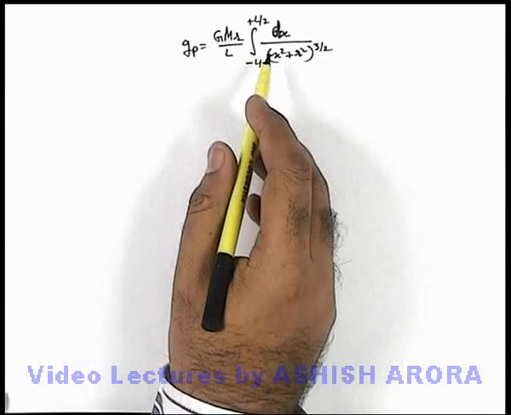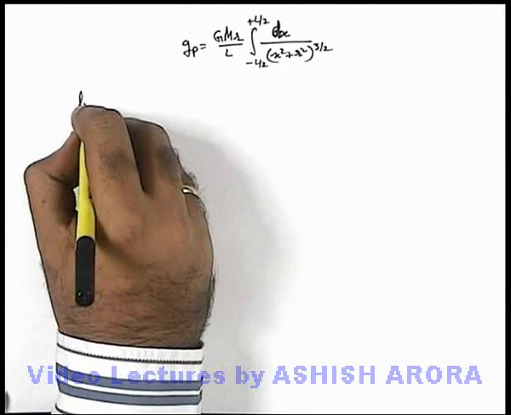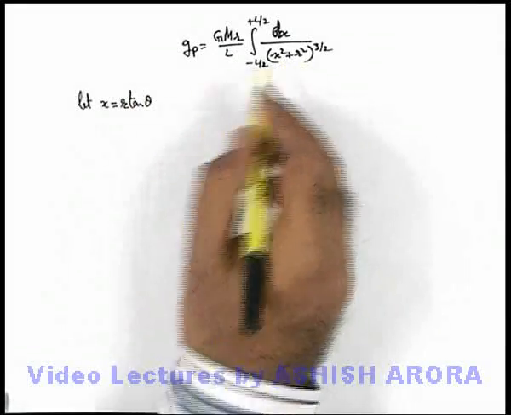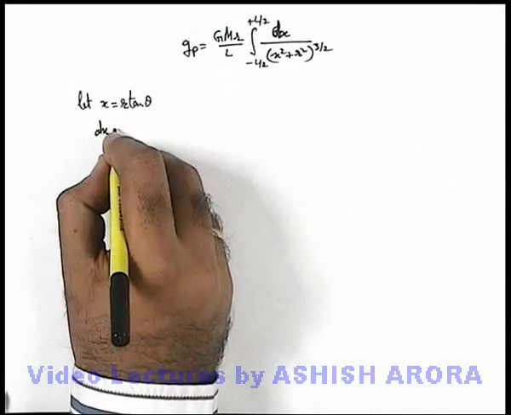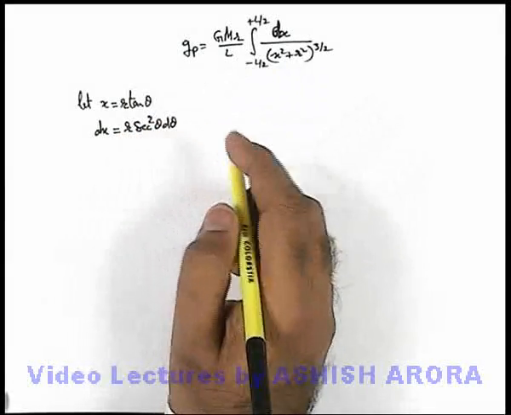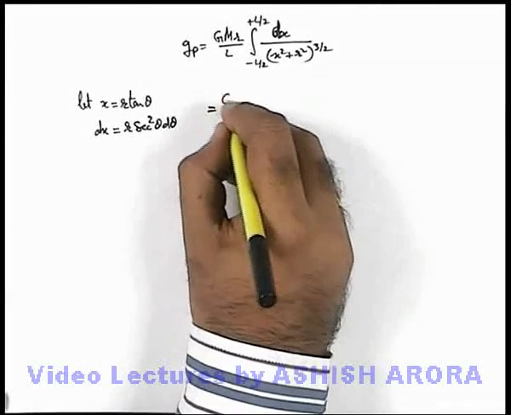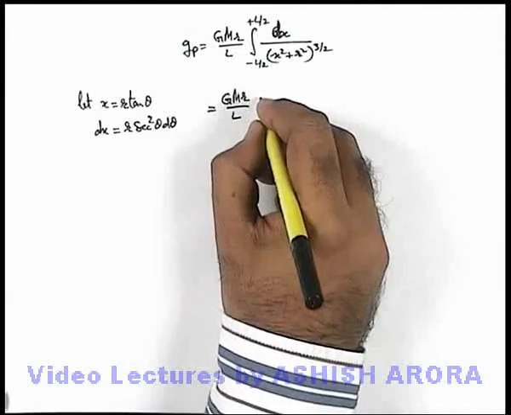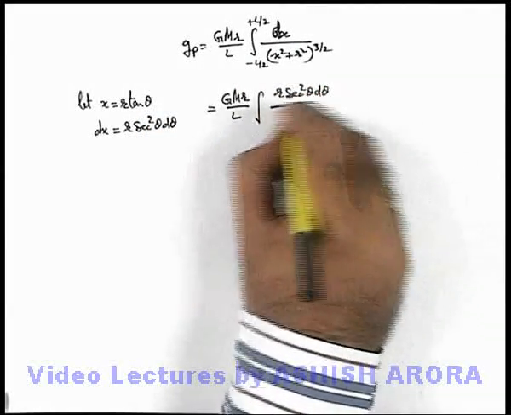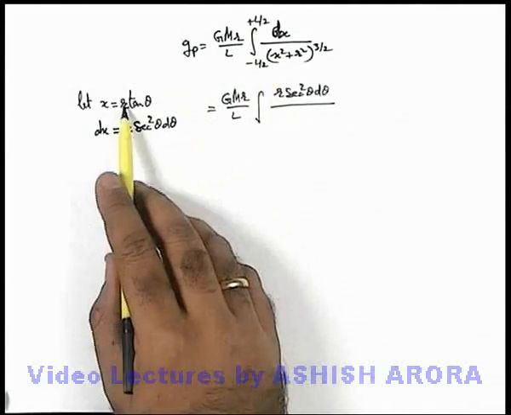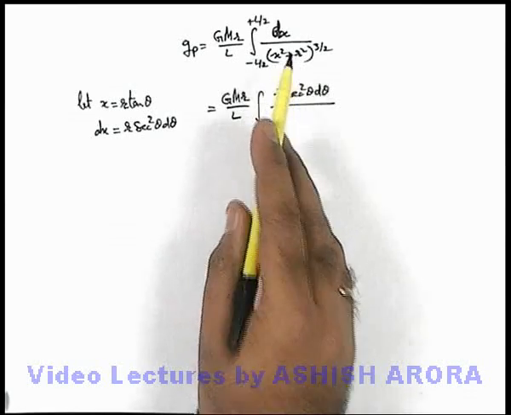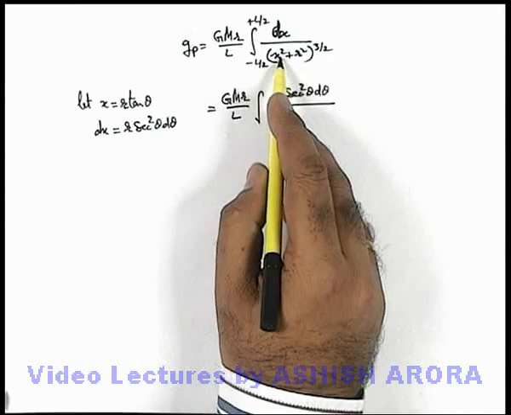Now to integrate the expression, we substitute x equals r tan theta, and on differentiation we get dx is r sec square theta d theta. If we substitute the values here, we finally get G m r by L times the integration of r sec square theta d theta, divided by, the denominator being r square tan square theta plus r square, that is r square times 1 plus tan square theta, which can be written as r square sec square theta.